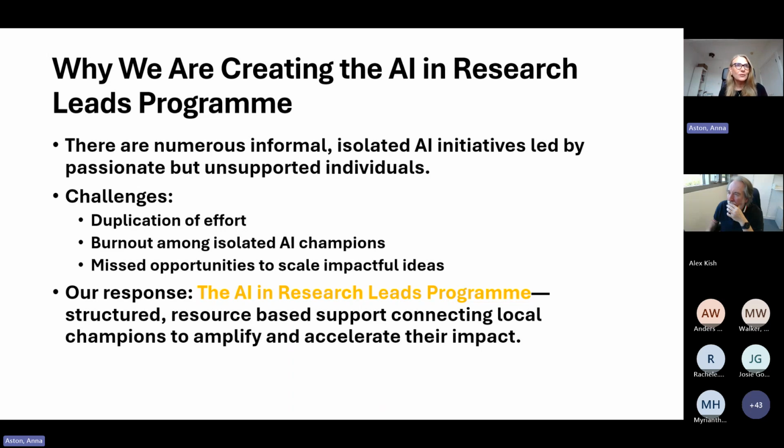Also, a lot of people are motivated, but if nothing is working and they're unsupported, they basically burn out and the initiatives die.